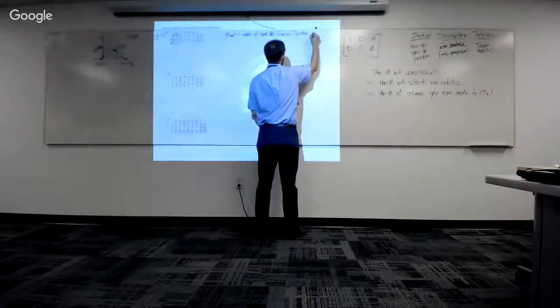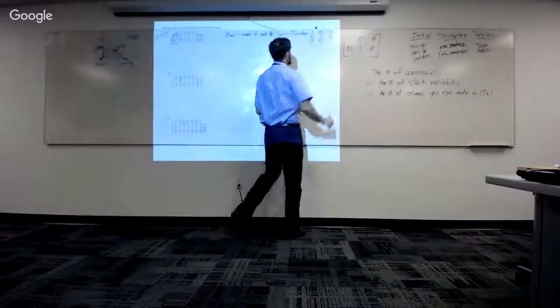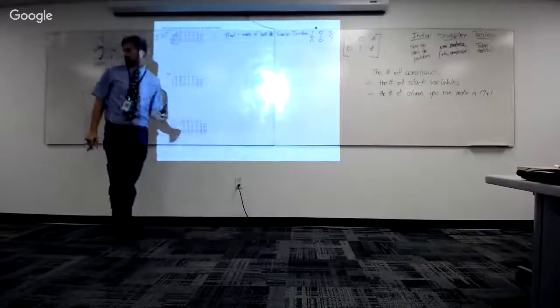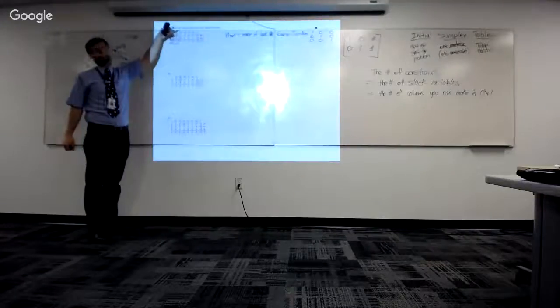Okay, so it's either going to be 1, 0, 0, or 0, 1, 0, or 0, 0, 1. You're going to make that column look like that. And the circled number is what you want to be the 1.